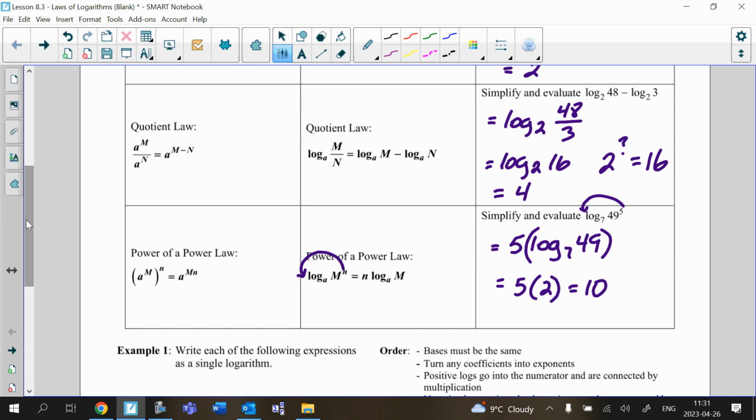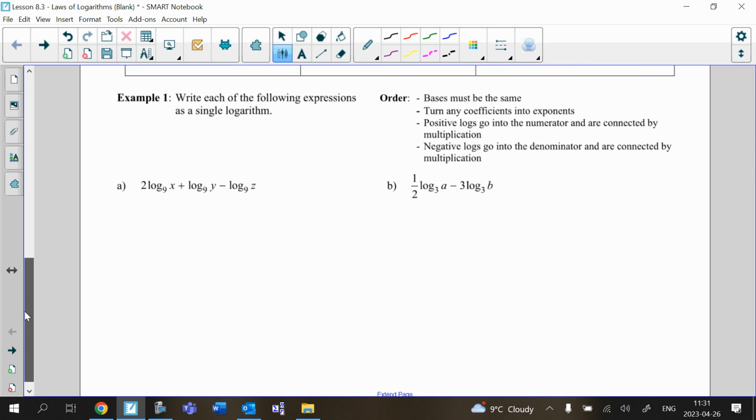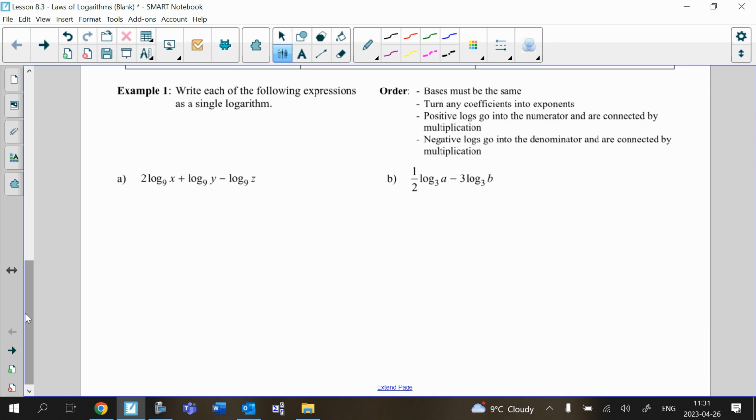What I want to do with questions like this is, I've got a whole bunch of logs and I want to condense it to one log. The first thing we should do is look at any numbers in front, any coefficients of the logs. In this case, there are. How do we get rid of this coefficient? Don't we make it the exponent? So this is the same as log base 9 of x squared plus log base 9 of y minus log base 9 of z.